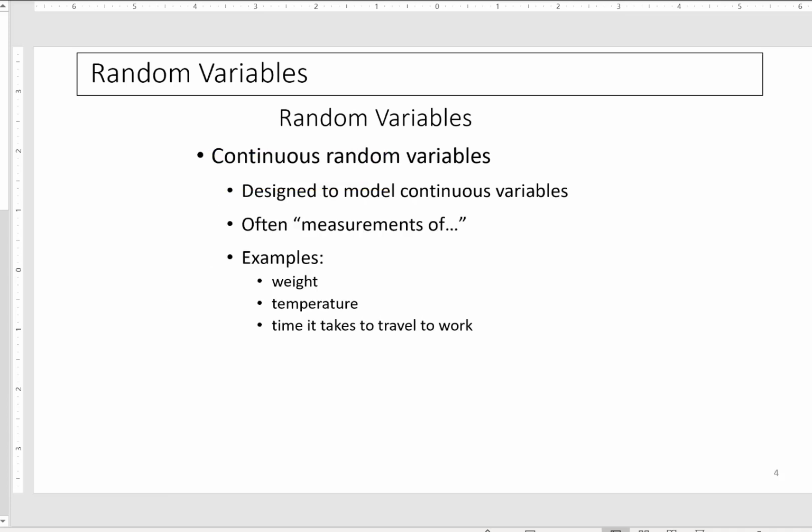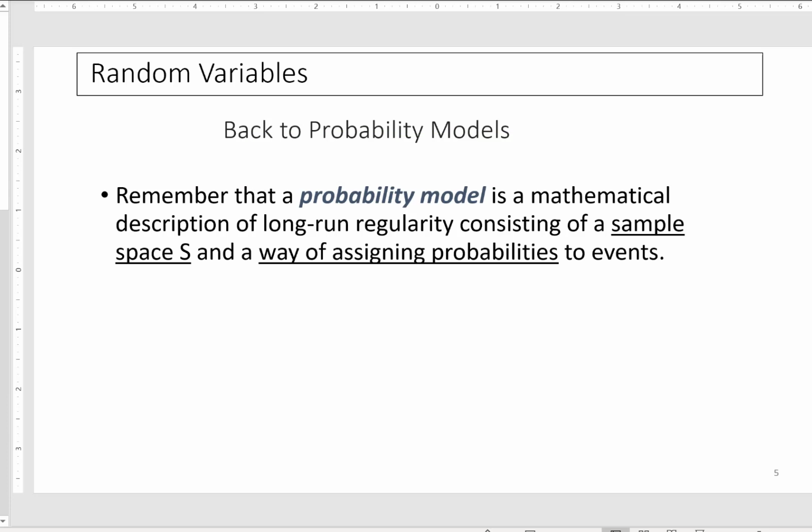A continuous random variable is often measurements. So the variable and the values would be something that would be measured, like weight, temperature, time it takes to travel to work. So anything that you would need a stopwatch, a ruler, a speedometer, anything like that to get the value, that would be a continuous random variable.